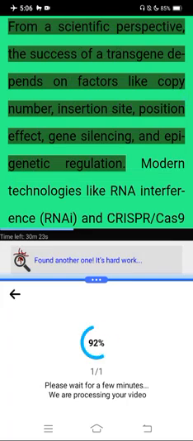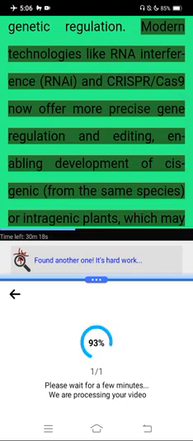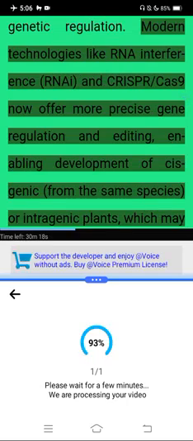From a scientific perspective, the success of a transgene depends on factors like copy number, insertion site, position effect, gene silencing, and epigenetic regulation. Modern technologies like RNA interference (RNAi) and CRISPR-Cas9 now offer more precise gene regulation and editing, enabling development of cisgenic plants, from the same species, or intragenic plants, which may reduce regulatory concerns.